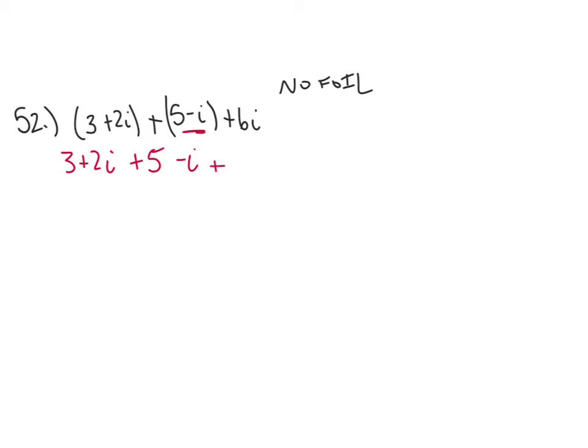Do not do that. Now all I do is put my real friends with my real friends and my imaginary friends with my imaginary friends. So 3 goes with 5, so it's going to be 8. Now I'm going to do 2i minus i plus 6i. 2i minus i is i, plus 6i is 7i. So your best answer should be 8 plus 7i. And that's it for 52.